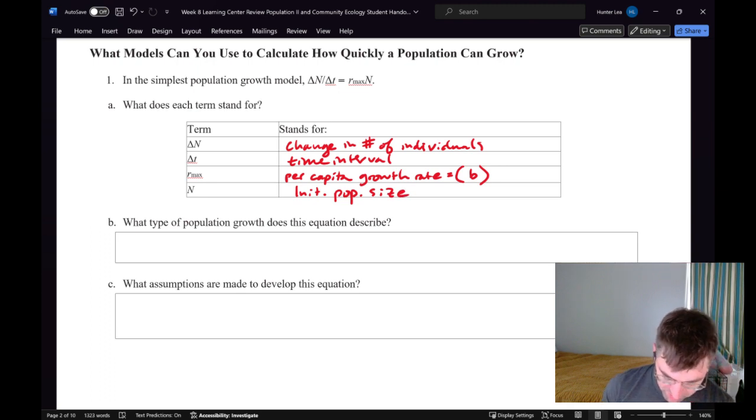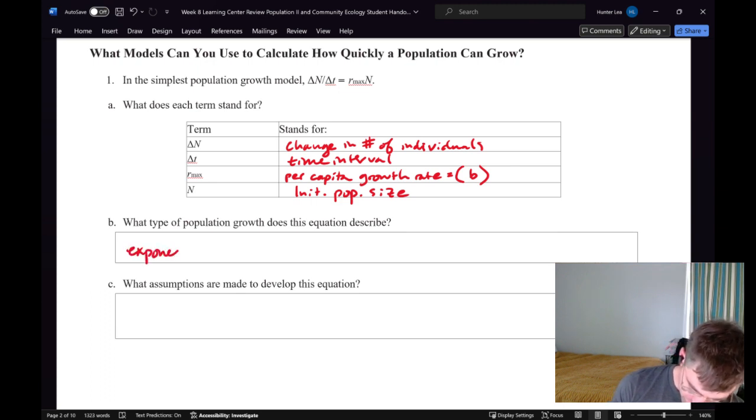So what type of population growth does this equation describe? This describes exponential growth, or this will form a J-shaped curve.